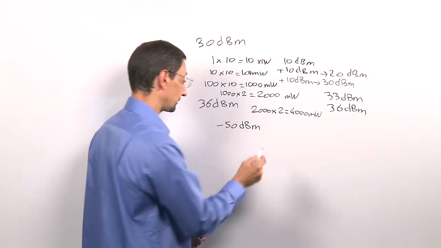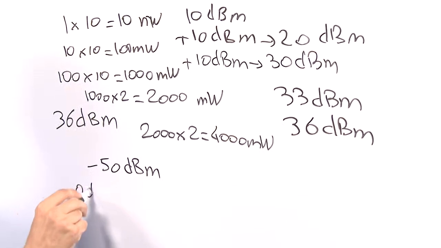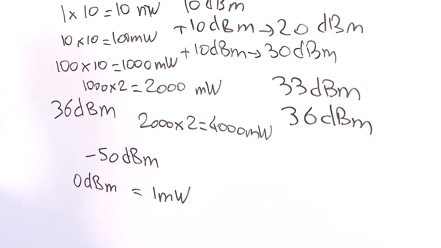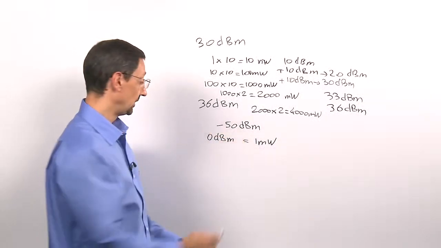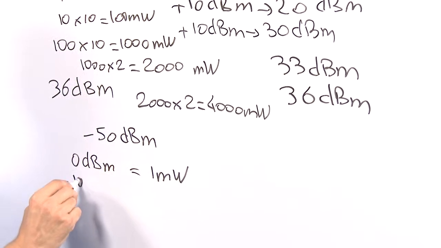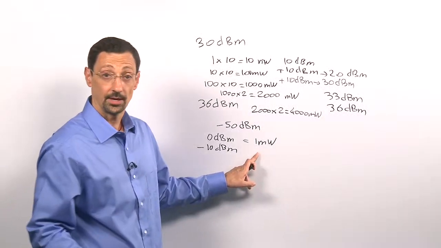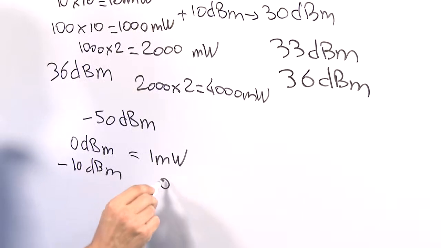If you go from 0 dBm, which is 1 milliwatt, and you want to get to minus 50, well, you start by removing 10 dBm. And I would be dividing this by 10, right? So that would be 0.1 milliwatt.